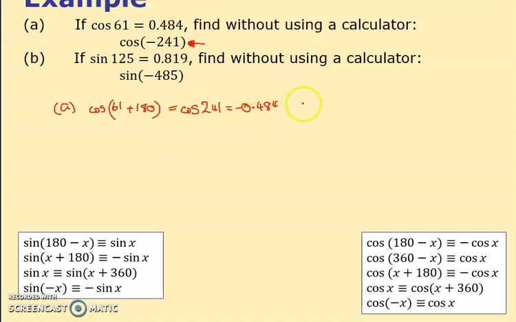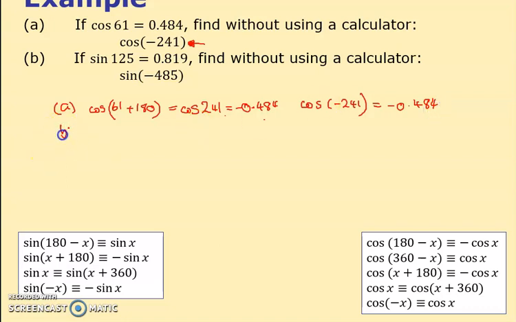But the trick is, if I then want to make minus 241, the cos of that is the same as the cos of x. So this cos of 241 was this. I think it's still minus 0.484.